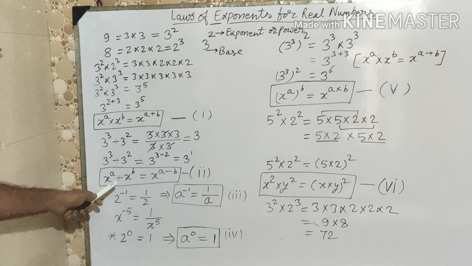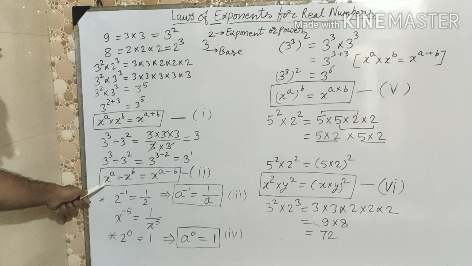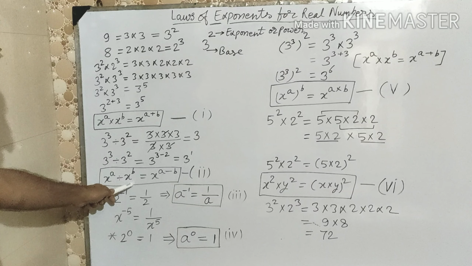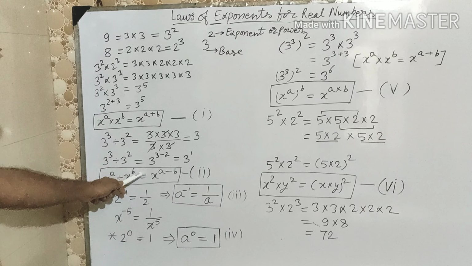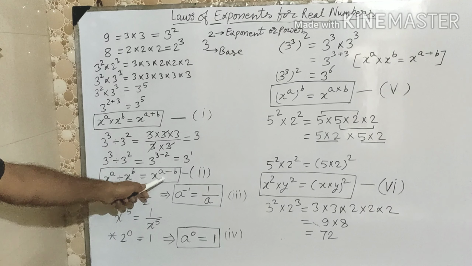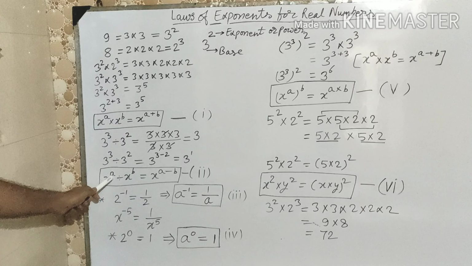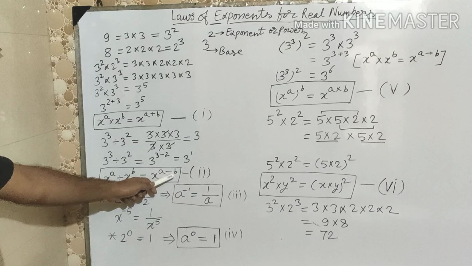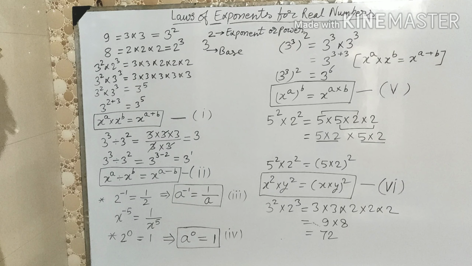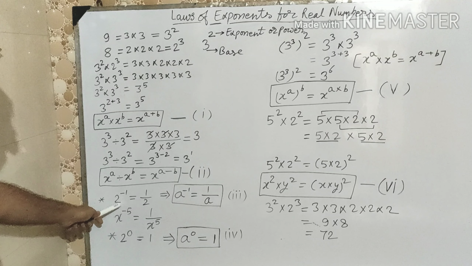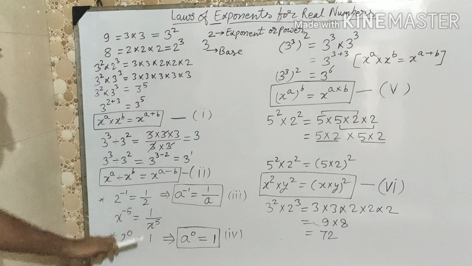In such cases we get a formula: x to the power a divided by x to the power b. Here bases are the same and exponents are different. So in case of division we have to subtract their exponents. So x to the power a divided by x to the power b is equal to x to the power a minus b. If any base has a negative exponent, we write 1 upon that number.